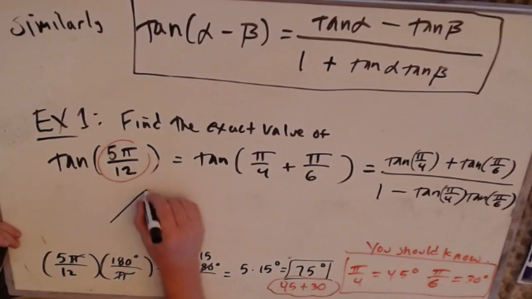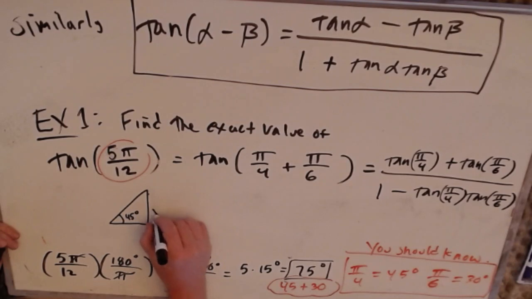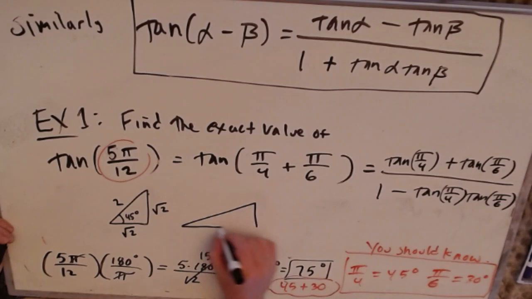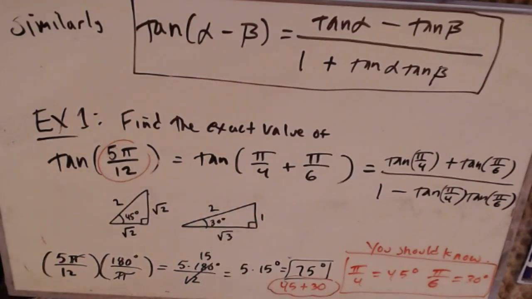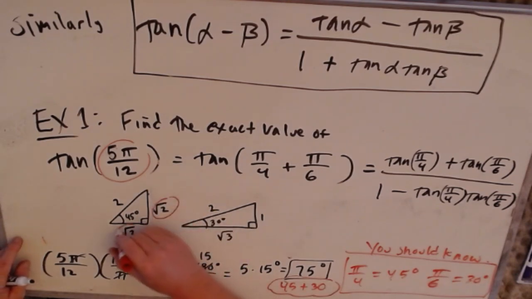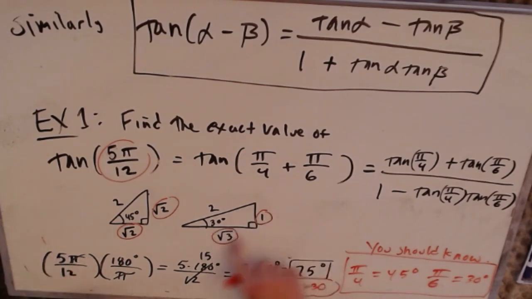All right, so we got our special triangles: pi over 4, 45 degrees, and your 30 degrees, which is 1, 2, root 3. Okay, so what are we looking for? We're looking for tangent. So opposite over adjacent, or rise over run. It's just like slope.